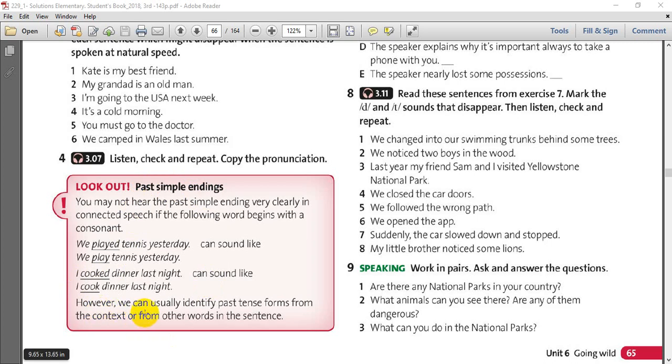However, we can usually identify past tense forms from the context or from other words in the sentence. Even if we drop the D, we know this is a past simple sentence from words like yesterday and last. Even if we don't hear the ED in these sentences, we know they are past simple from the key words yesterday and last.